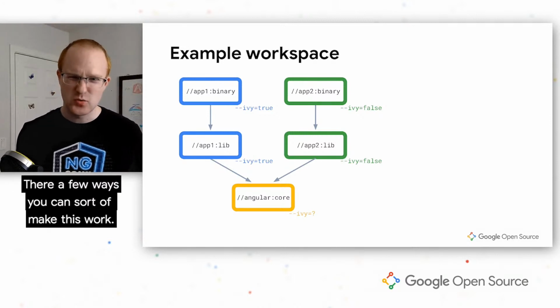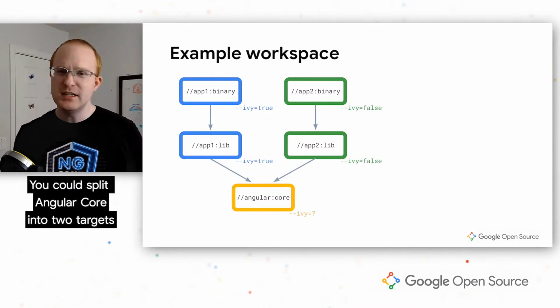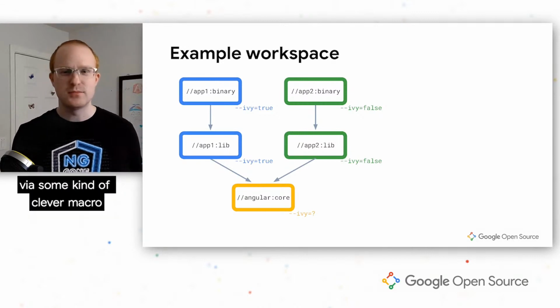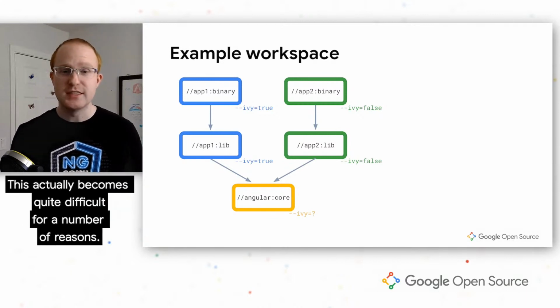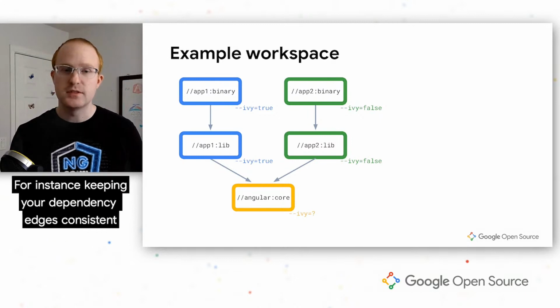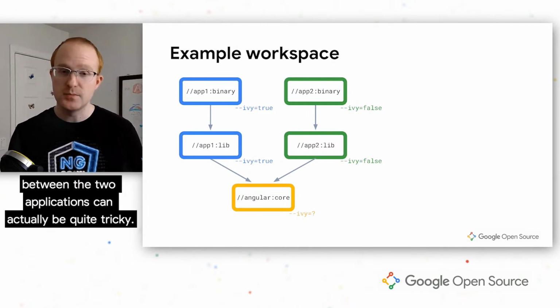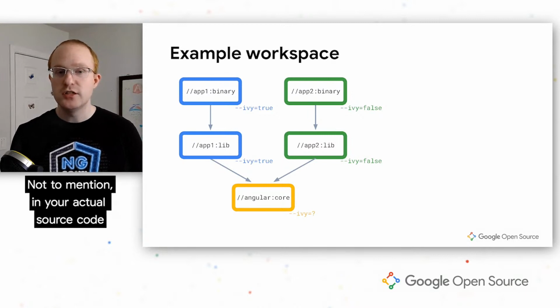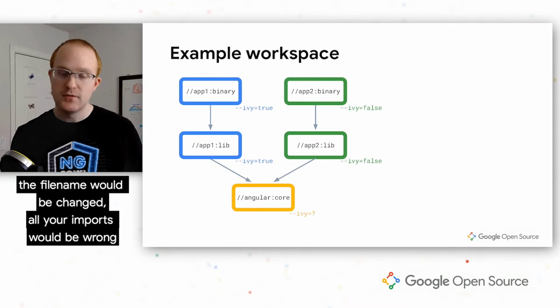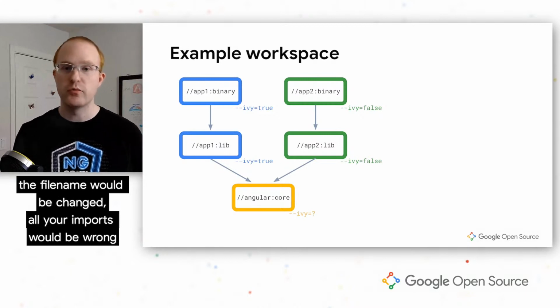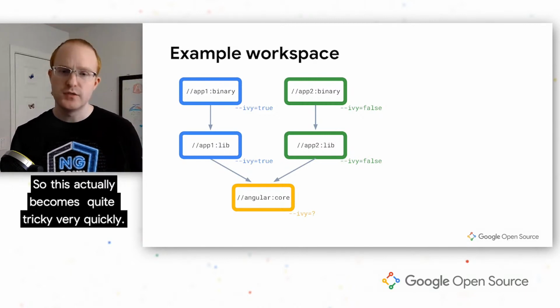There are a few ways you can sort of make this work. You could split Angular core into two targets via some kind of clever macro and make sure that all of these applications depend on the correct version. This actually becomes quite difficult for a number of reasons. For instance, keeping your dependency edges consistent between the two applications can actually be quite tricky. And not to mention, in your actual source code, if you're importing things referenced by the file name, that would then be changed, and so all your imports would be wrong, and you'd have to update those. So this actually becomes quite tricky very quickly.